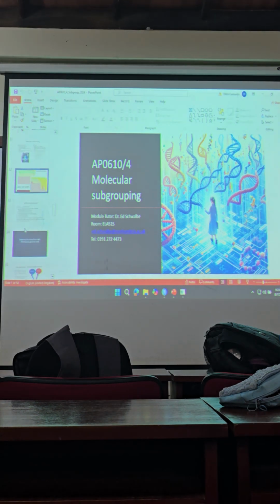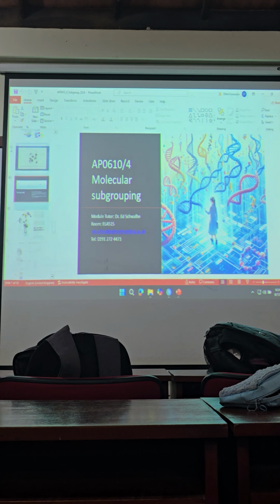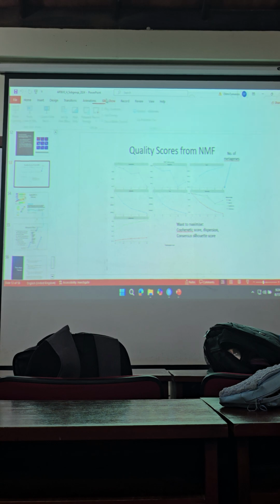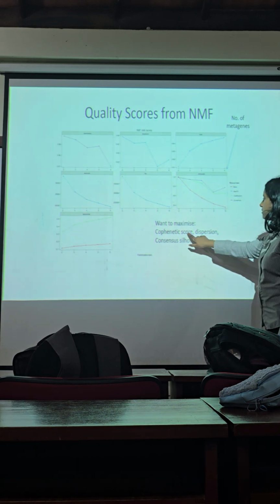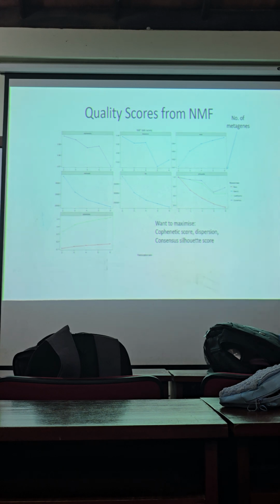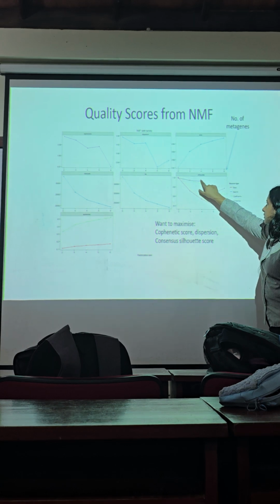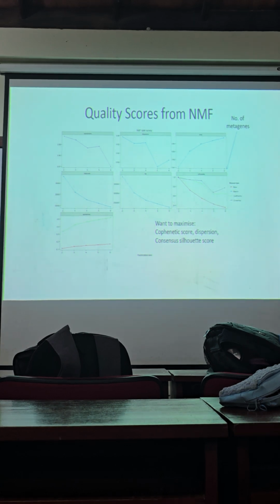After you run NMF, you're going to get these quality scores. What you want to look at is the cophenetic score, dispersion and consensus silhouette score. The consensus silhouette score you get here. So you want to look at the point of maximization.